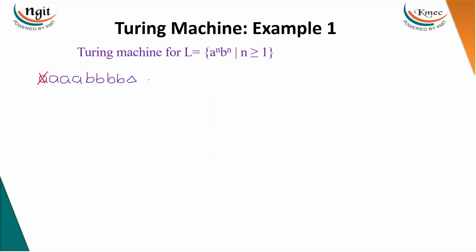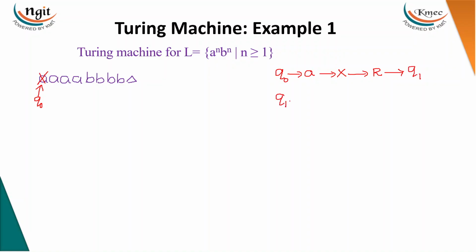For that I'm going with some states like Q. Q naught: if it is A, change this A to X and after that go to the right side. Do we have to change the state or not? Yes. What will happen if you stay in the same state, Q naught? The task assigned to Q naught is: if it is A, change to X, go right. If I don't change the state, it will make every A into X. That's the reason you must change the state to Q1.